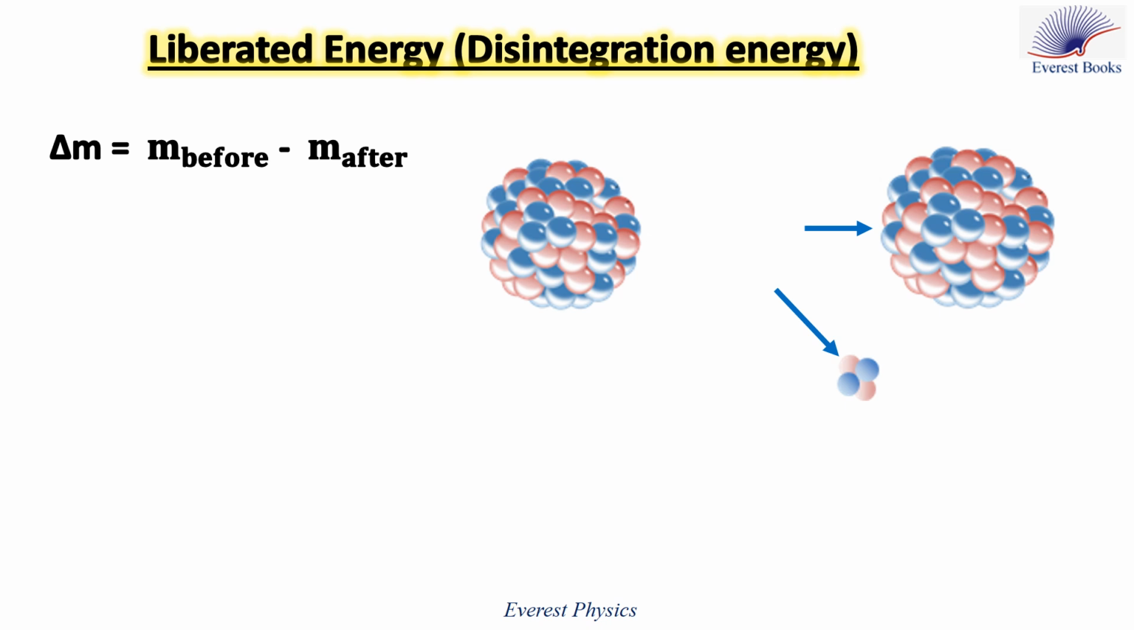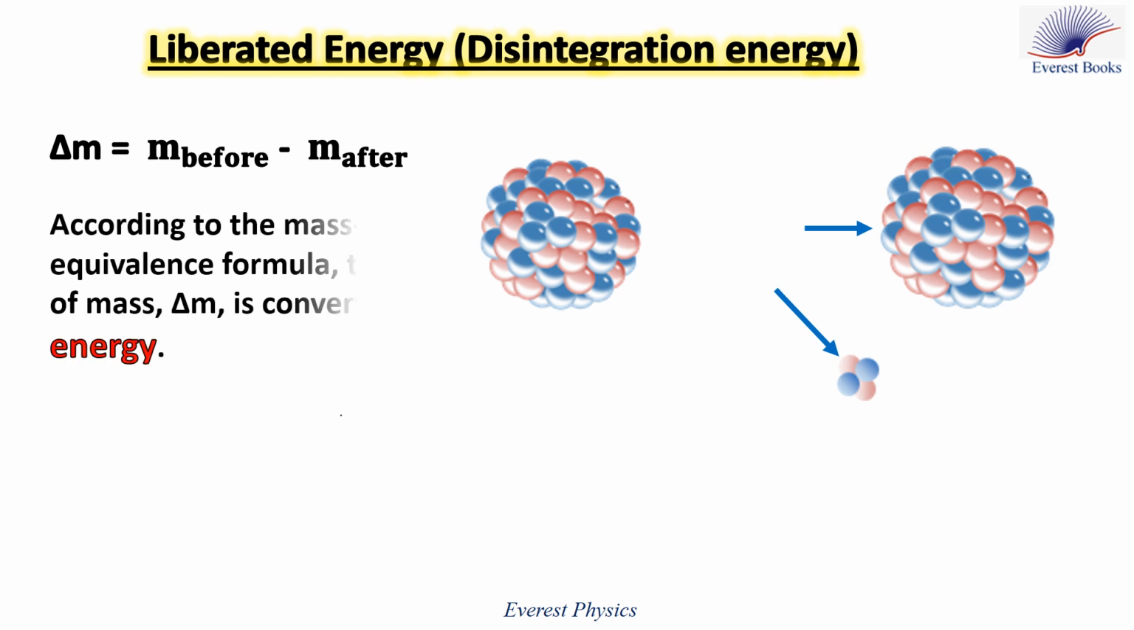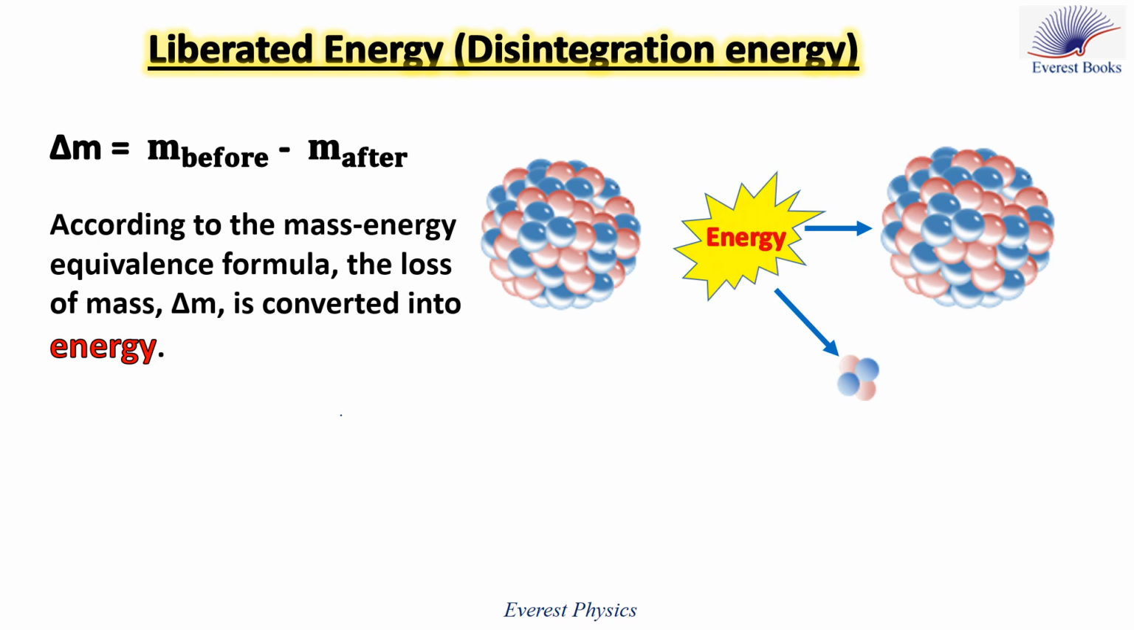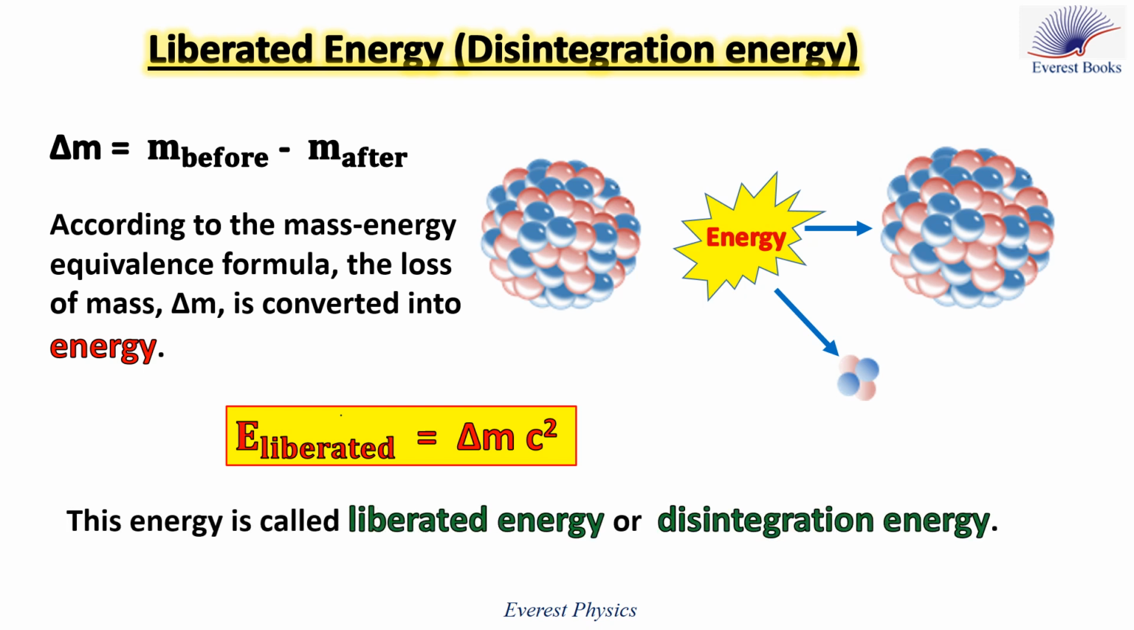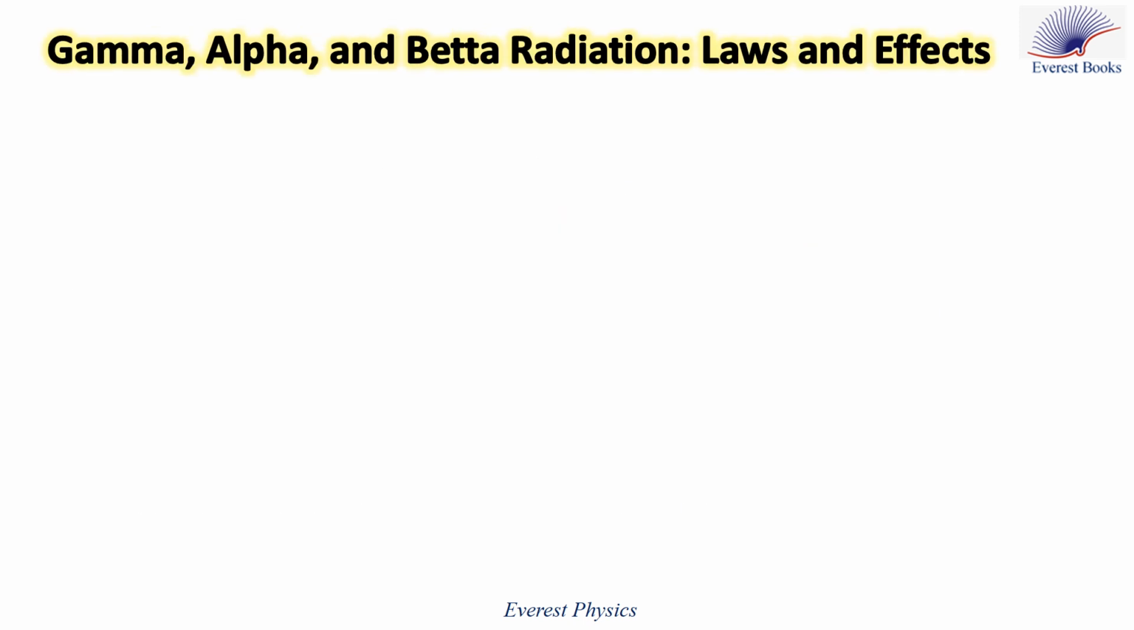What happens to the mass lost due to the decay? According to the mass energy equivalence formula, the loss of mass delta M is converted into energy. The liberated energy equals delta M times c squared. This energy is called liberated energy or disintegration energy. Now, let's study each type of radioactive radiation.